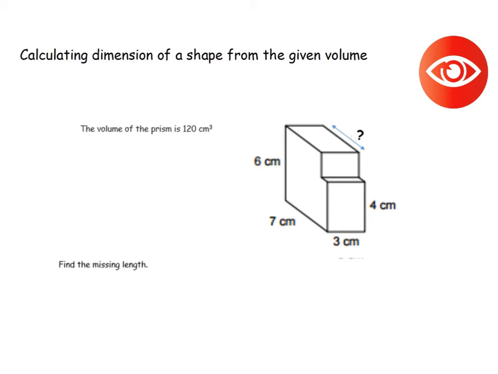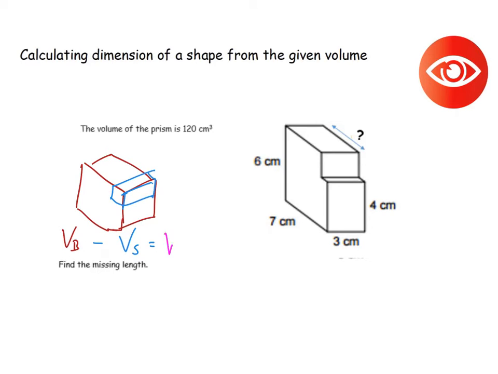So we're looking at calculating dimensions from a shape when they're given the actual volume, so you're given the answer, and we've got to find that missing length. Now the way I would answer this question is that if you imagine you've actually got a whole cuboid instead of a section missing, and then you've worked out the volume of a mini section in there, and that's subtracted, so it's the volume of the big shape, and you take away the volume of the smaller shape to give you the volume of the answer, what I'm focusing on.